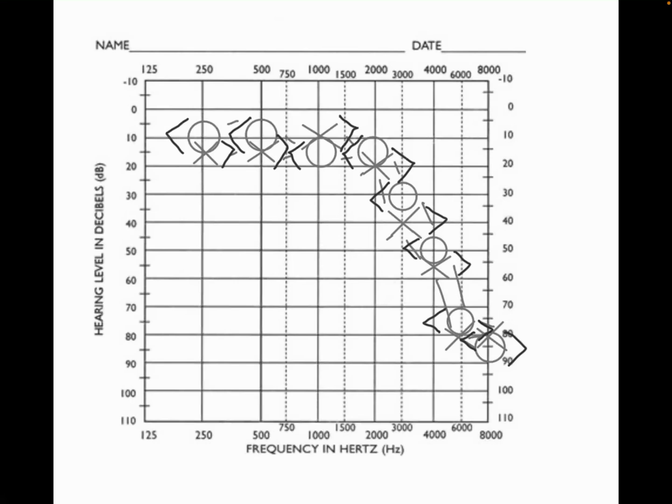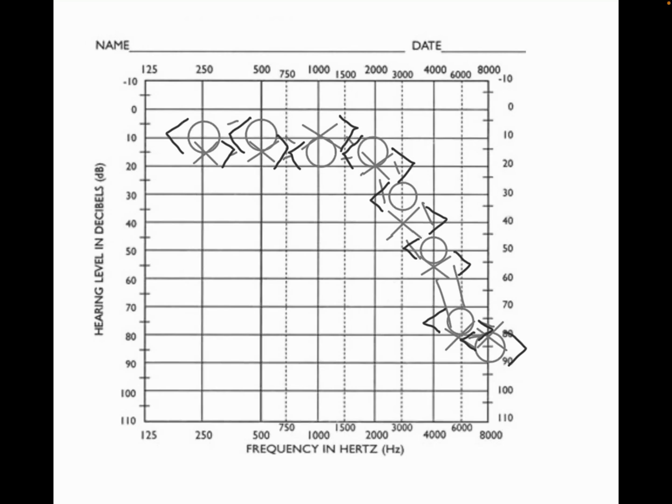It's above 20. And we know that this audiogram is showing us that you have bilateral hearing loss because we see both ears are following the same pattern. Both ears are responding to the sounds in the same way. And on the audiogram, your right ear is represented by the circles, and your left ear is represented by the X's.